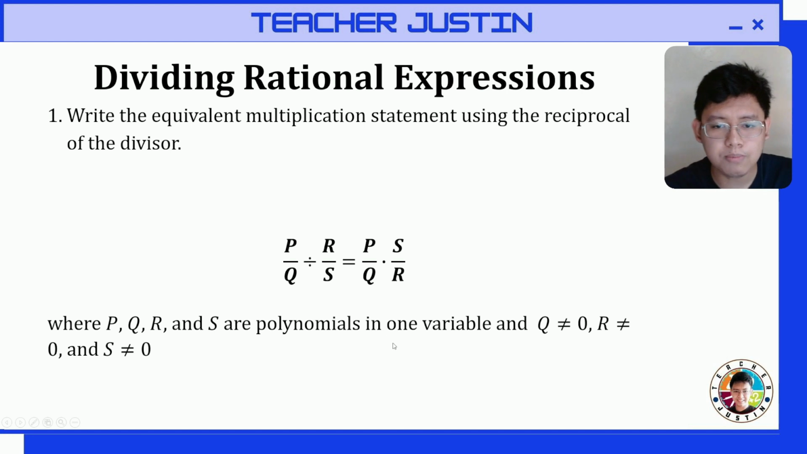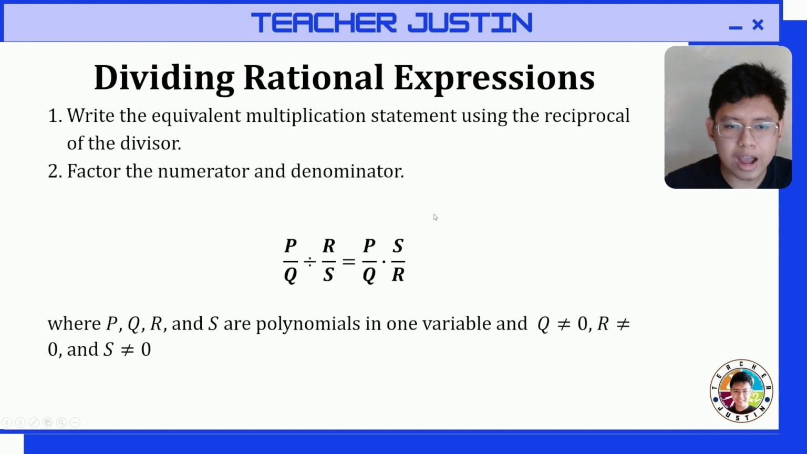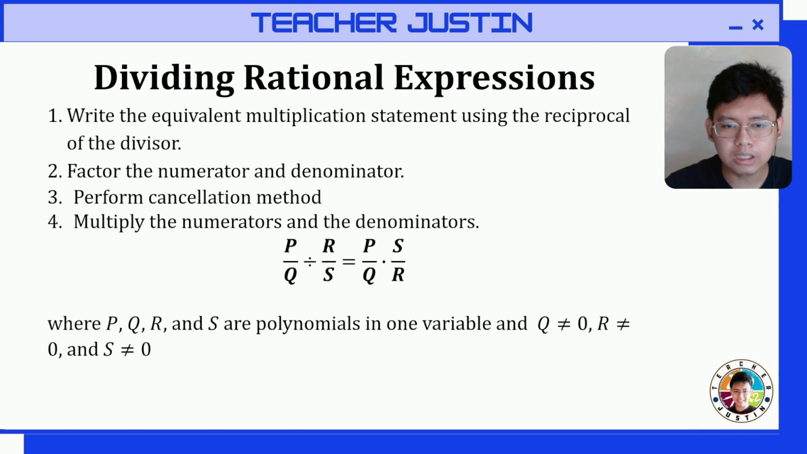So take note, hindi pwedeng maging 0 si Q, R, at si S kasi magiging undefined yung ating rational expressions. Then, after we perform keep, change, flip, ang susunod natin gagawin is to factor our numerator and denominator. Tapos, let's perform cancellation method and then we multiply the remaining numerators and denominators. Okay, so let's have some examples in dividing rational expressions.